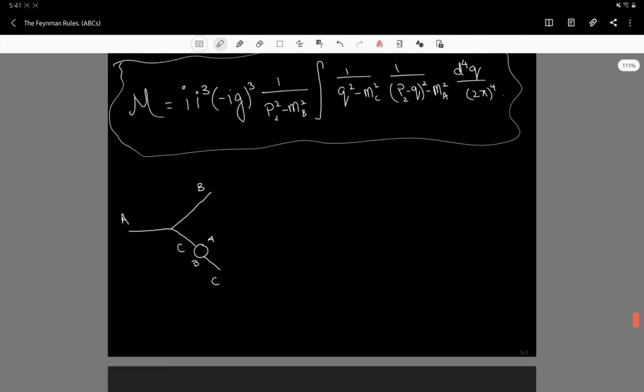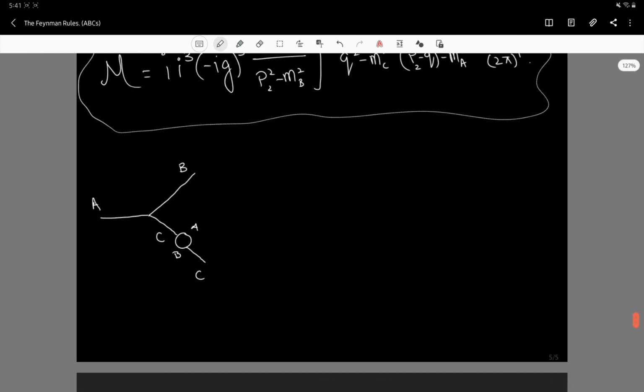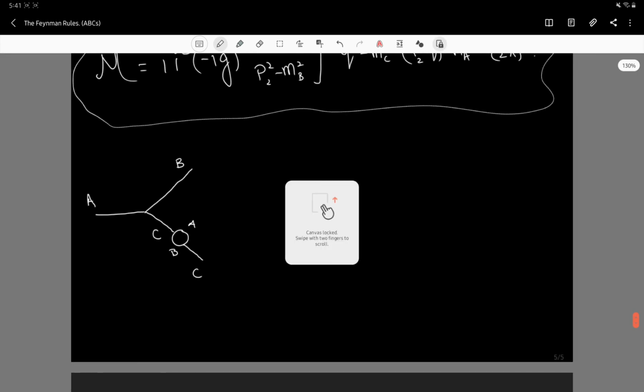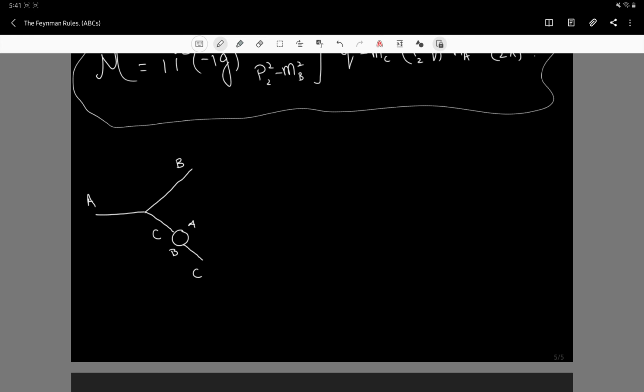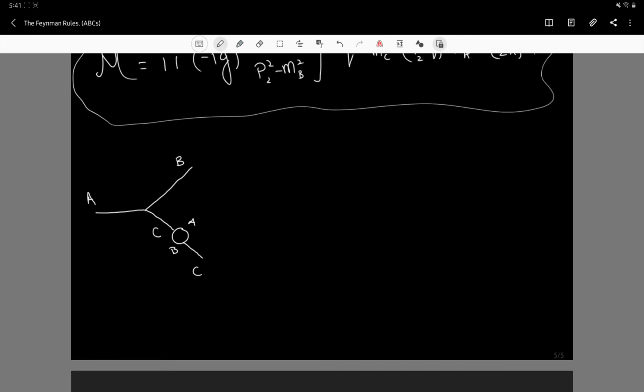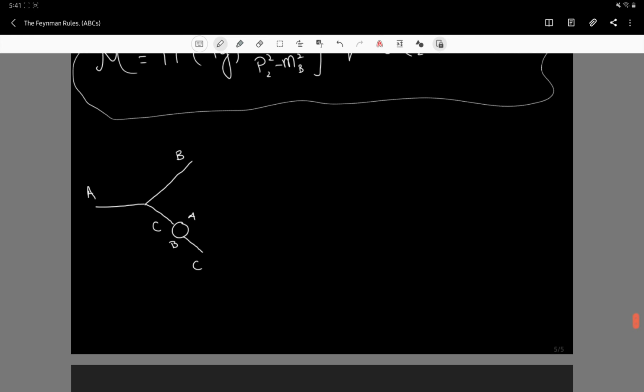Coming back here, let's just zoom in a bit. Perfect. Now this is the diagram that you have to evaluate, and what I will do is, of course, give you the answer that you should get at the end.